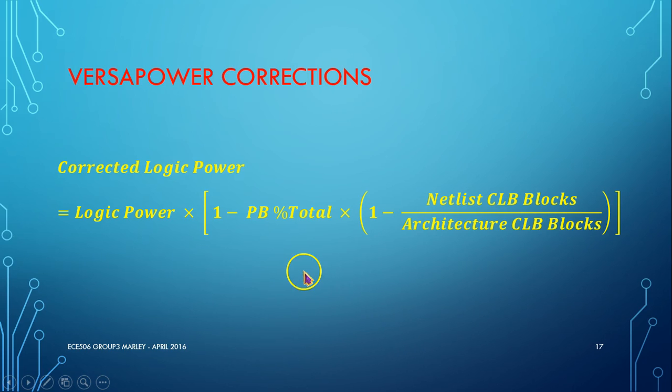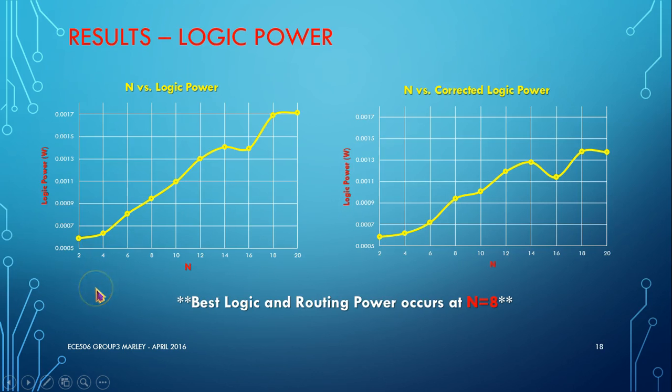That was a surprise. So here's how we correct for it. You take a ratio of the netlist over the architecture block count, minus 1, multiply it by the total percent for the logic. Again, minus 1, you want to subtract it off, and multiply that by the logic. We wind up correcting for the power. So here's what we get. Here was the original logic power, getting a little high. When we correct it, things are a little lower.